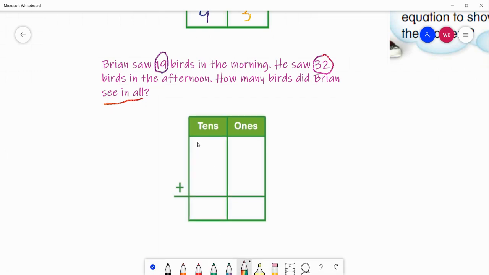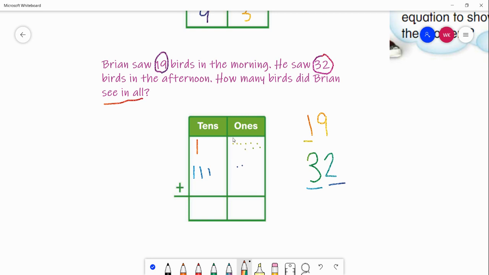So for the first one, I have 19. So I have 1 ten from the 19. 1 ten. So I'm going to put it in the tens place. And 9 ones. 1, 2, 3, 4, 5, 6, 7, 8, 9. Now we are going to be getting the number 32. So I have 3 in the tens place. So 1, 2, 3, and 2 ones. 1, 2. Now we can add them together.